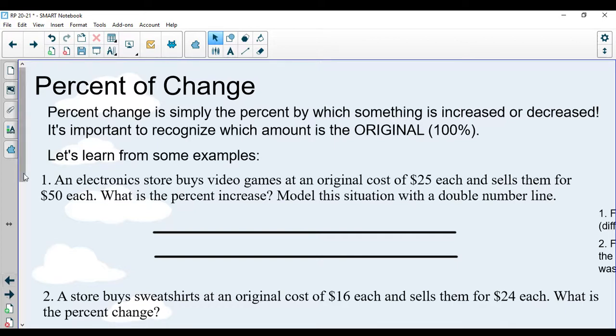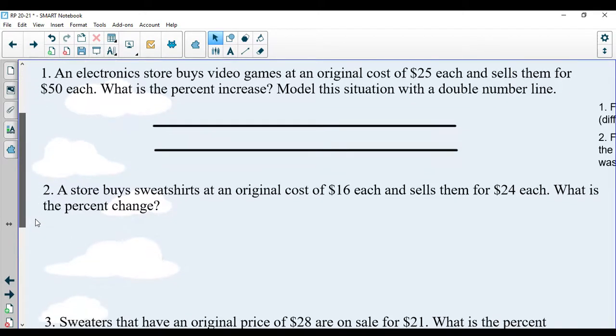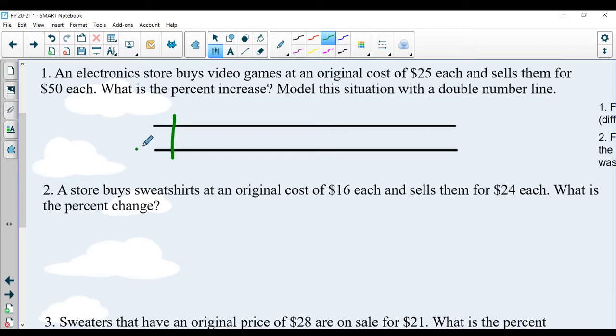Question 1. An electronics store buys video games at an original cost of $25 each and sells them for $50 each. What's the percent increase? They want us to do this one by modeling it on a double number line. These number lines do not need to be fancy today. Remember, the way I set them up is I do my percents on the bottom and my money on the top, or whatever it's measured by here. So 0% would be $0. They're selling them for $25.